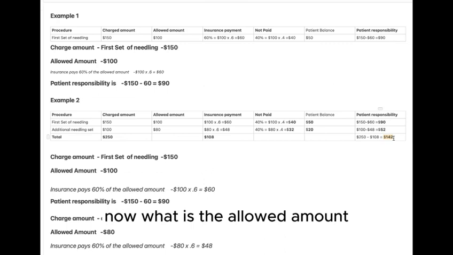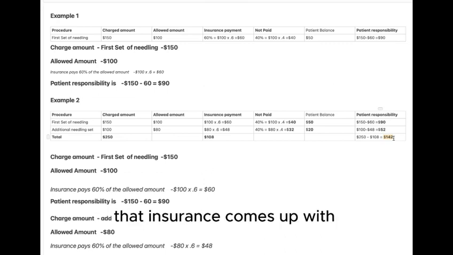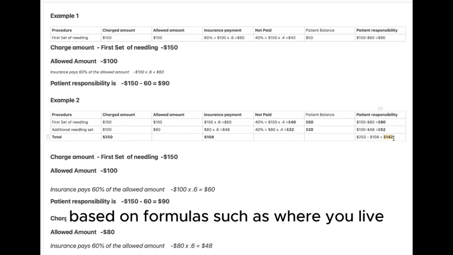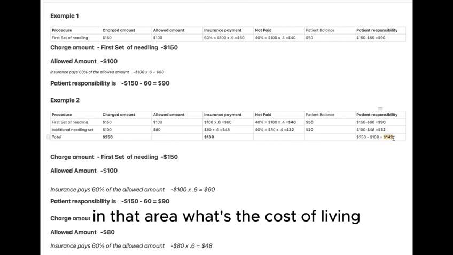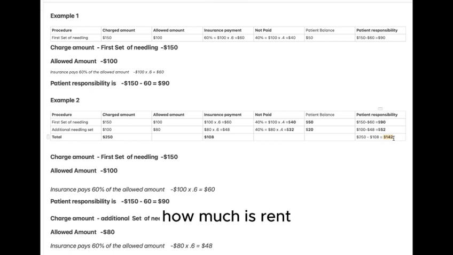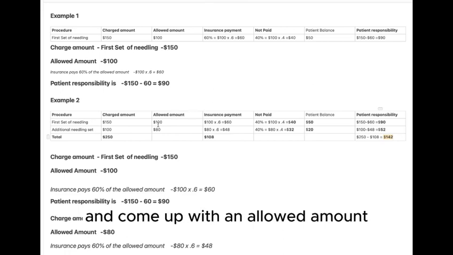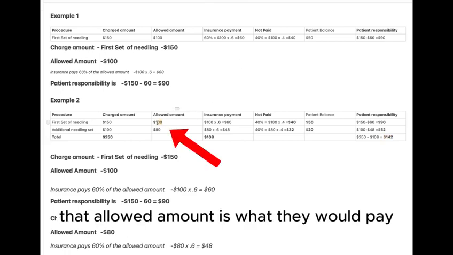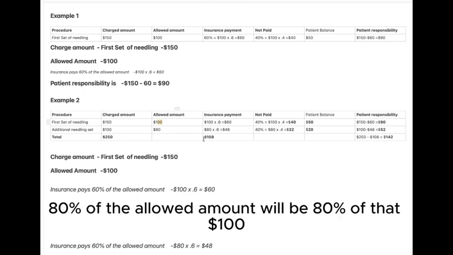Now, what is the allowed amount? An allowed amount is a calculated amount that the insurance comes up with based on formulas such as where you live, how much your acupuncturists are getting paid in that area, what's the cost of living, how much is rent. They take a lot of things into account and come up with an allowed amount. That allowed amount is what they would pay their percentage off of. So if the insurance pays 80% of the allowed amount, it'll be 80% of that $100.